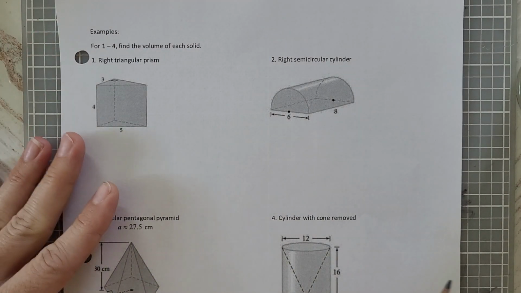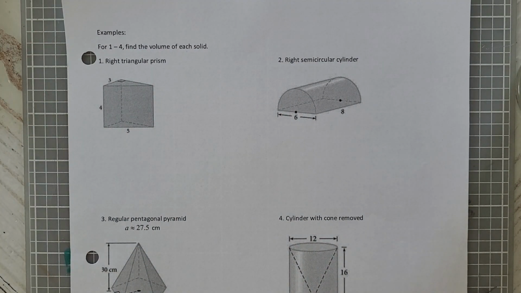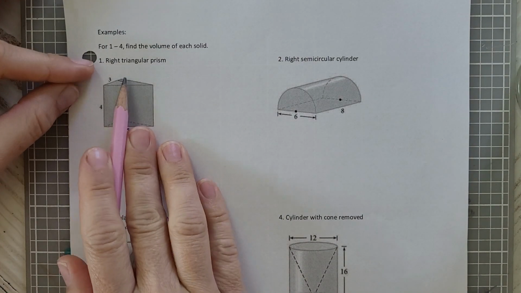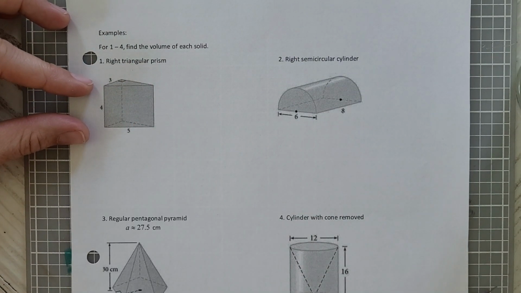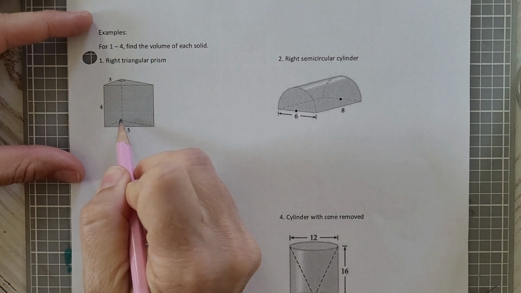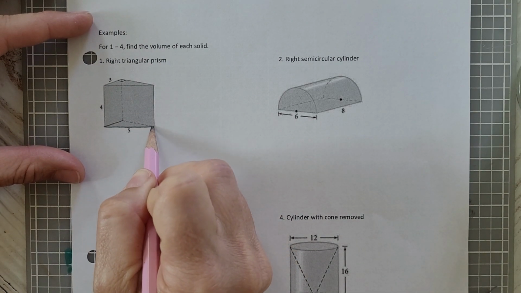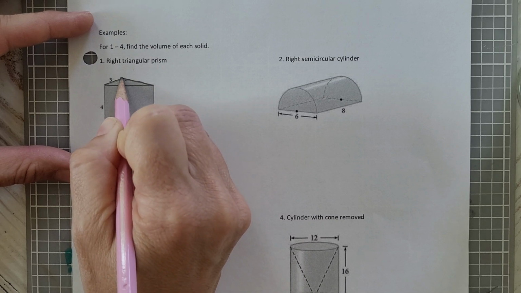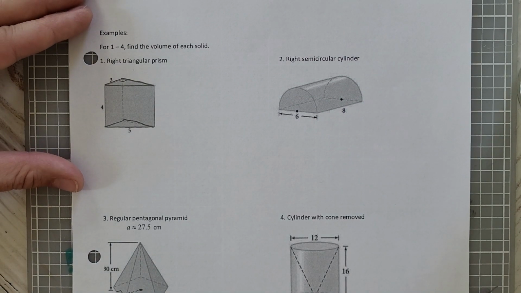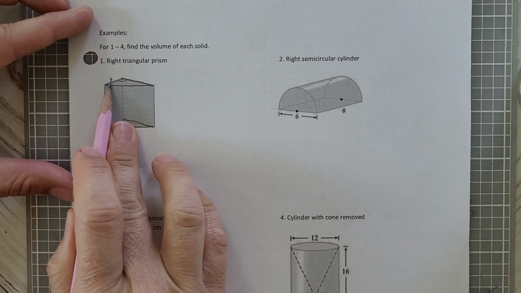Now we're going to look at some volume examples. For the first one, we are just going to find the volume of this right triangular prism. If we notice, the base, again, is a right triangle, and sometimes it helps me to highlight the base so I know exactly what I'm doing. It is a right triangle.